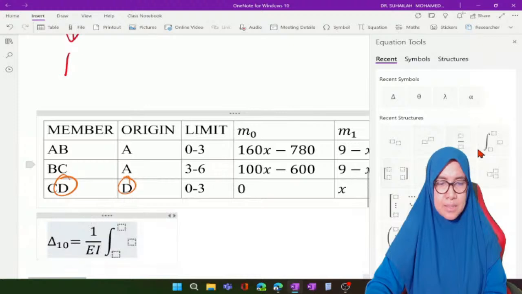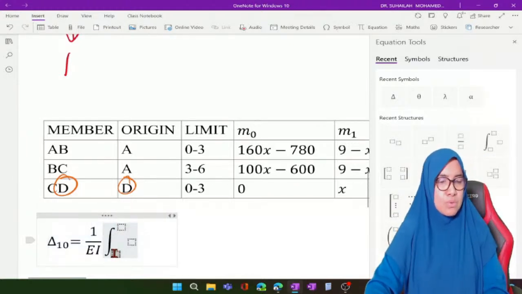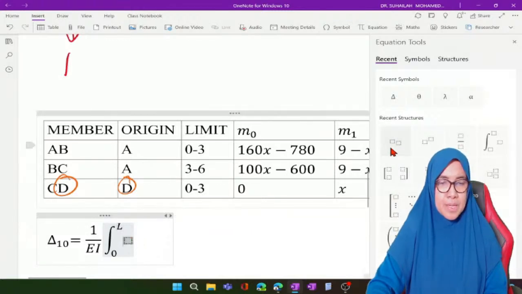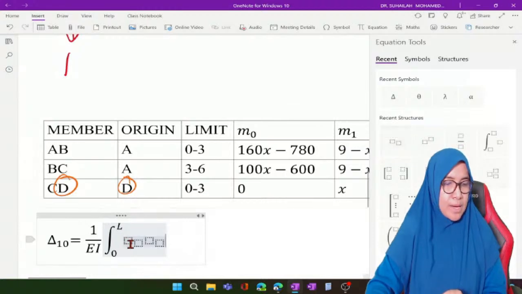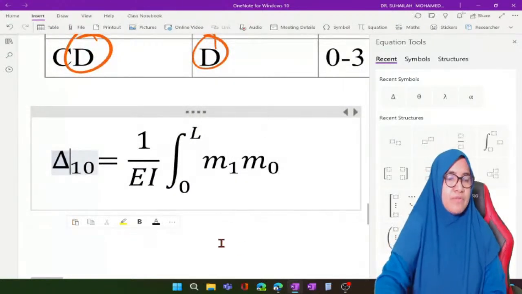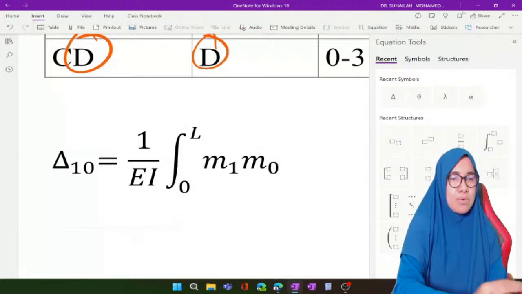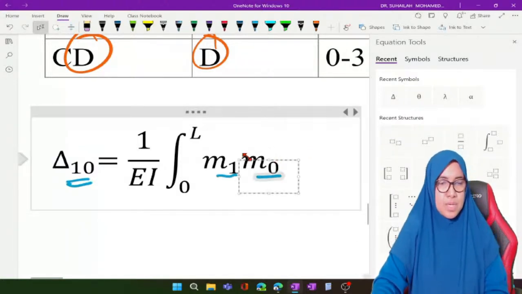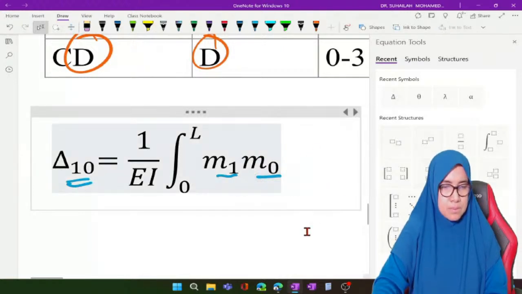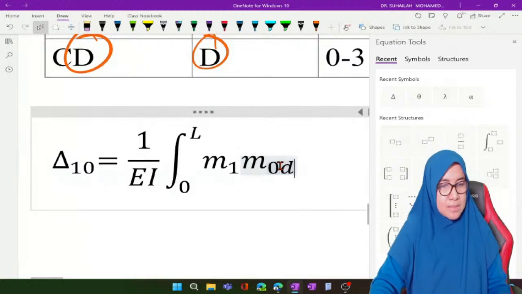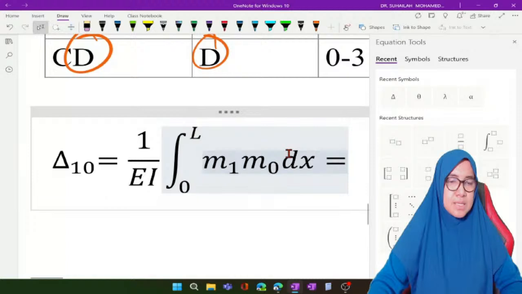We integrate from 0 to L, M1 M naught dx, M1 M naught, because we refer to the notation. M1, M naught dx.